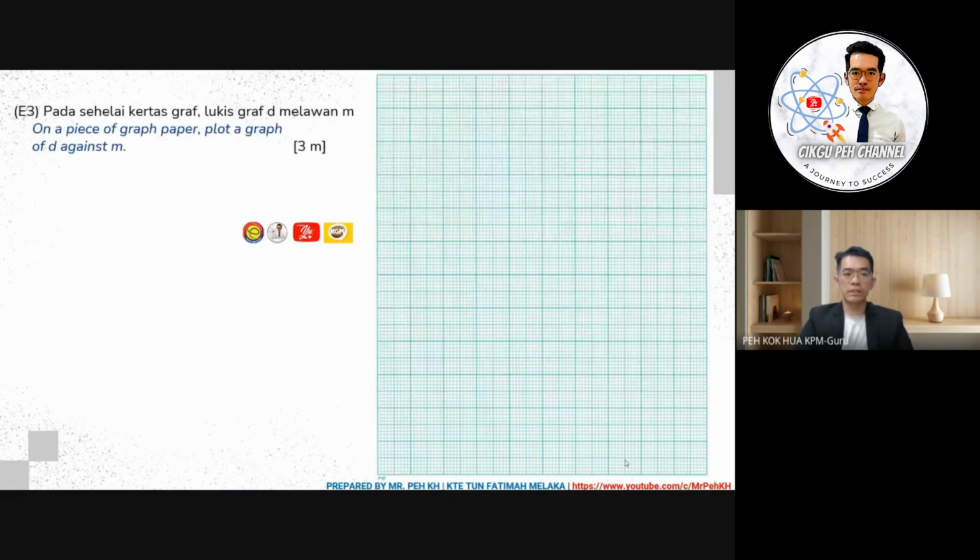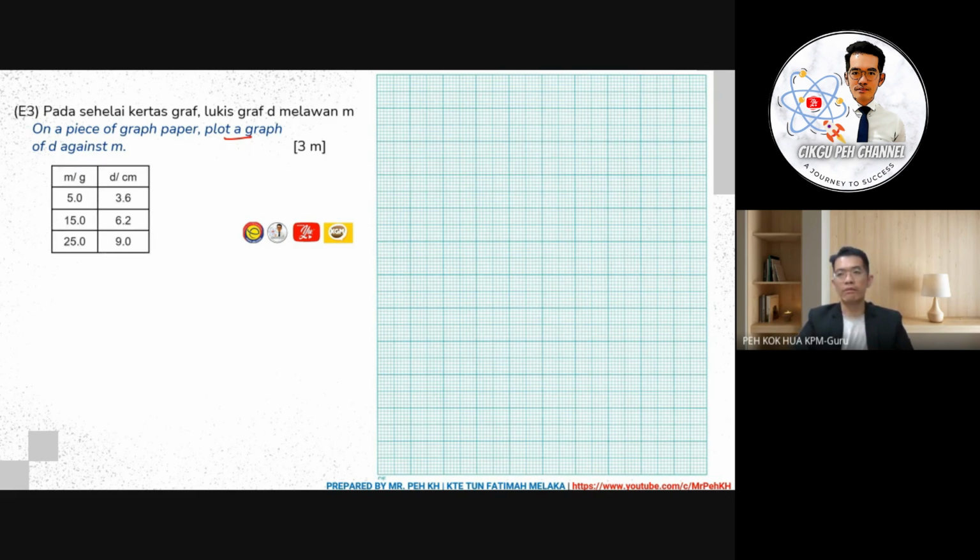So the next extra question here is related to plotting the graph. The question asks you to plot a graph of D against M. Normally, when plotting a graph, we need to have a minimum of 5 points. However, because I want to introduce you to the answering technique for plotting the graph, here I'm using 3 data points to explain. As mentioned, the graph to plot will be D against M.